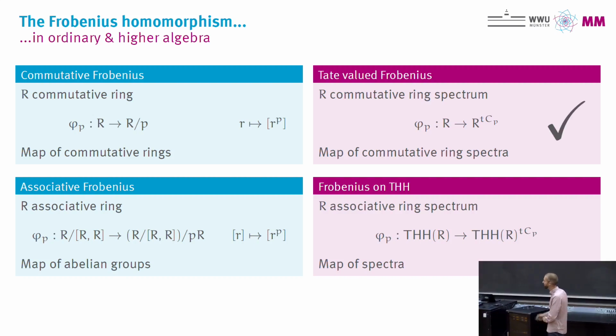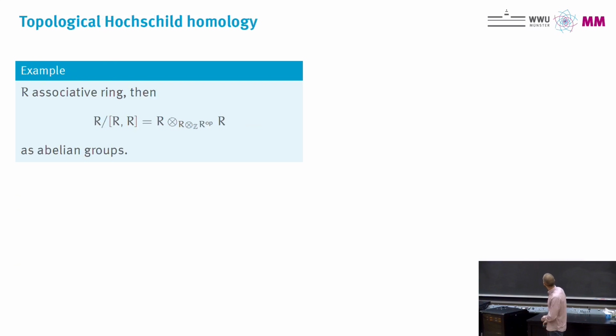Now we've done the upper one. And now we want to proceed to the lower one, the Frobenius on topological Hochschild homology. As I said, it was a generalization of this associative Frobenius on these quotients. So let's first talk about topological Hochschild homology. Since it's supposed to be a higher analog of these quotients, let's just look at this quotient. Let's write this in a very complicated way, as usual.